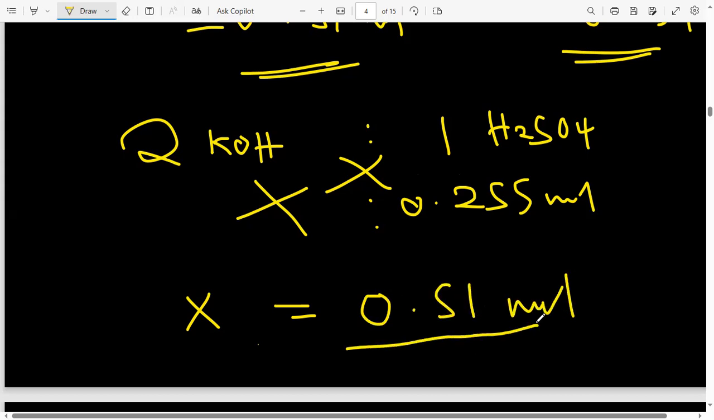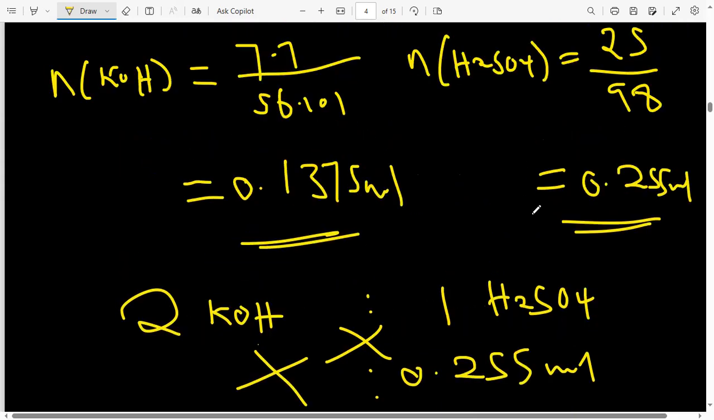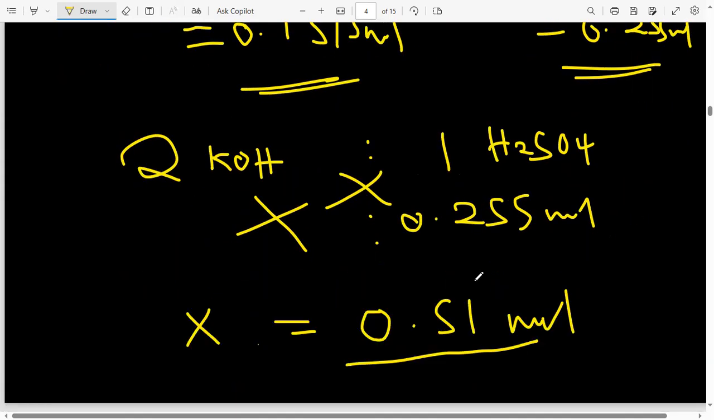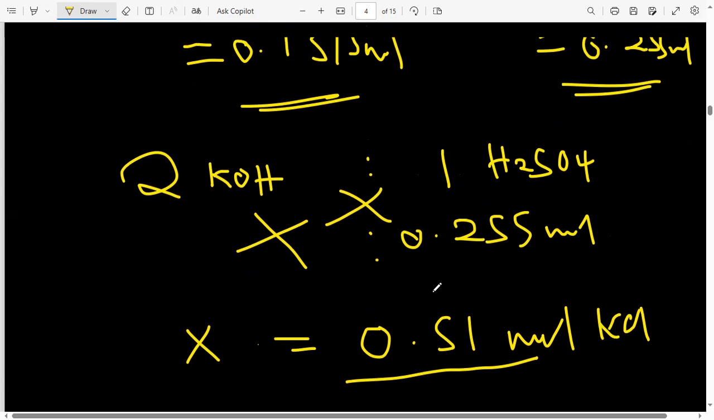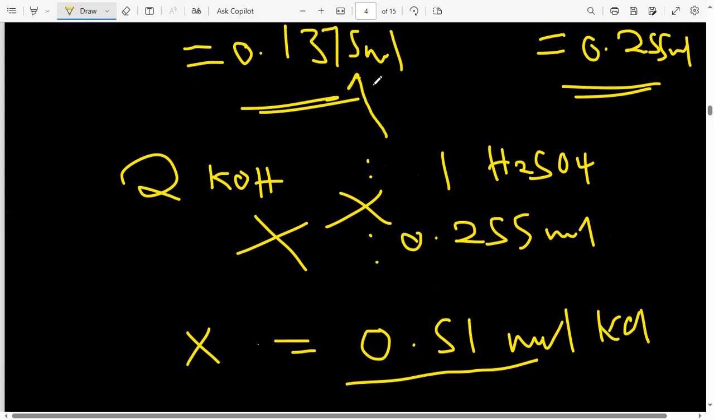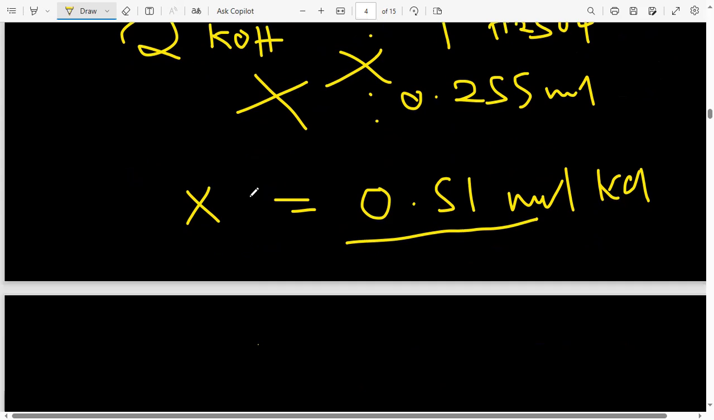So it means that if I have this number of moles of sulfuric acid, then I need how many moles of potassium hydroxide? 0.51. But we notice that in the reaction, we have 0.1375. So we have insufficient moles of potassium hydroxide to react with all of the acid. What does that mean? It means the potassium hydroxide is insufficient, so it is the limiting reactant.